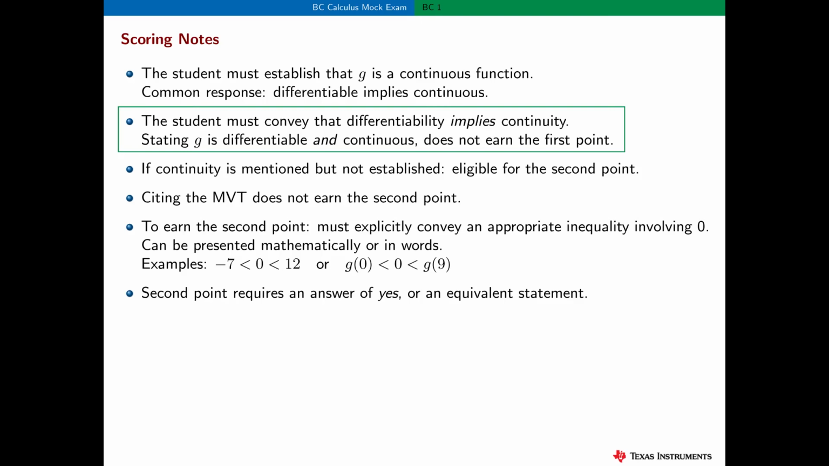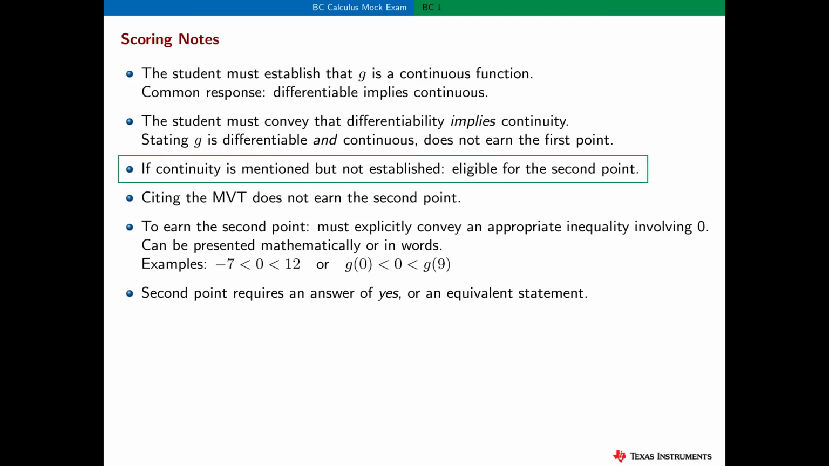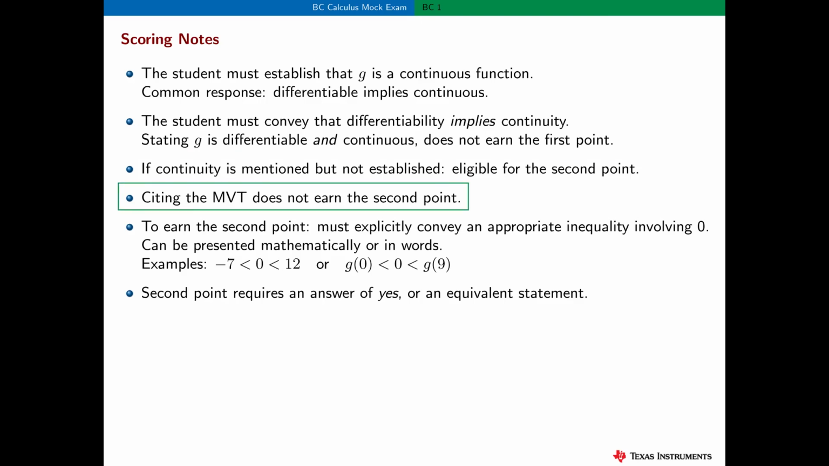It is not enough to say that the function g is differentiable and continuous. If continuity is mentioned but not really established, and therefore the student does not earn the first point, they are still eligible for the second point. Some students in a problem like this will cite the mean value theorem instead of the intermediate value theorem, and use of the MVT does not earn the second point here.